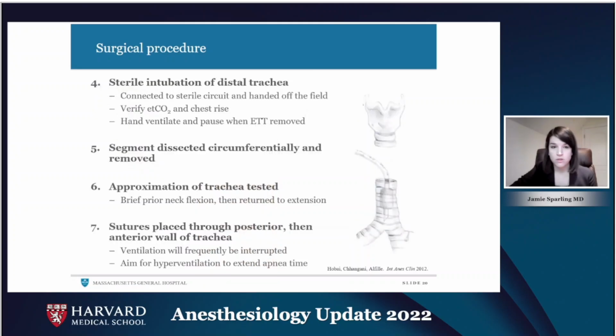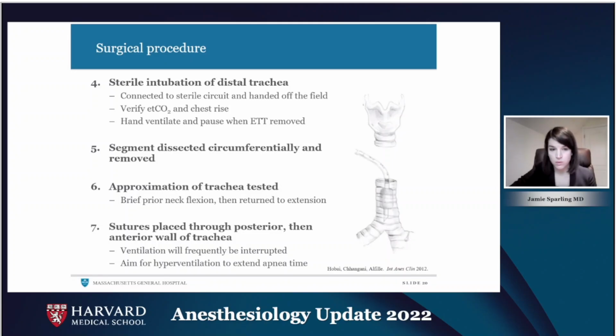At this time, the surgeon sterilely intubates the distal trachea in the field. He hands that off the field to the anesthesia team, where we verify the presence of end-tidal CO2 and verify chest rise. During this time, we're able to hand ventilate the patient, and we pause when the endotracheal tube is removed from the distal airway. The surgeons proceed with circumferentially dissecting the area that will be removed.